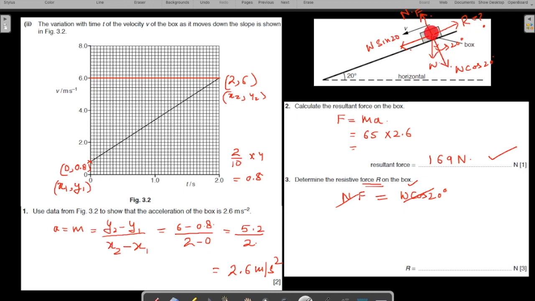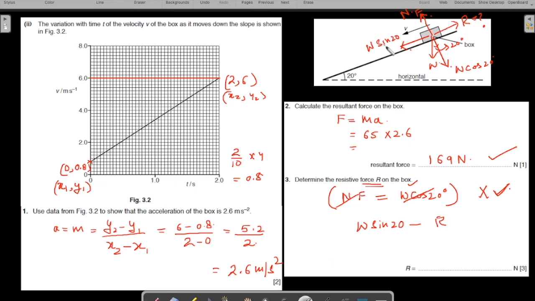But there is a motion happening down the slope. That means W sine 20 is bigger than R. So this was one of the components. They were cancelling each other out, so you can ignore it. Do not worry about it. Do not mention it in the question paper also, but I'm just explaining the theory of it. You can ignore these two forces. But the motion is happening down the slope, so W sine 20 will be greater than R.